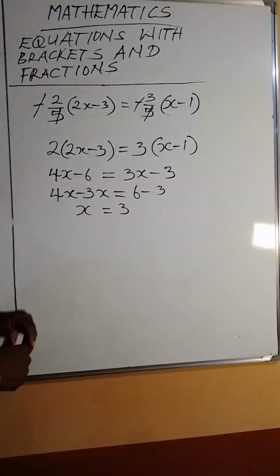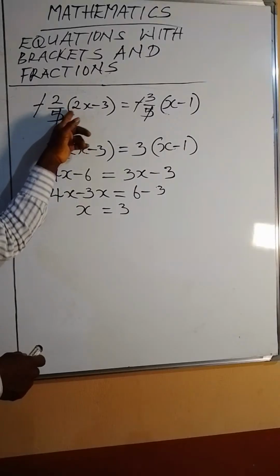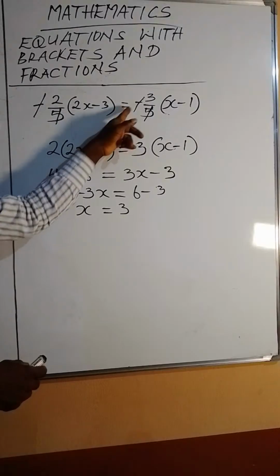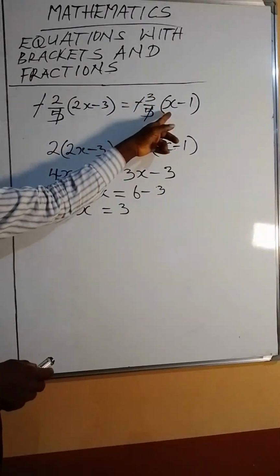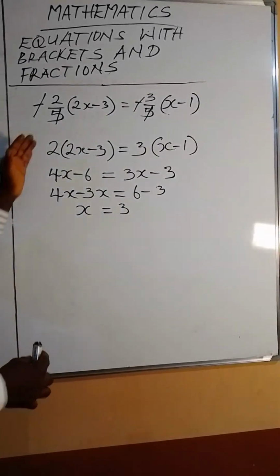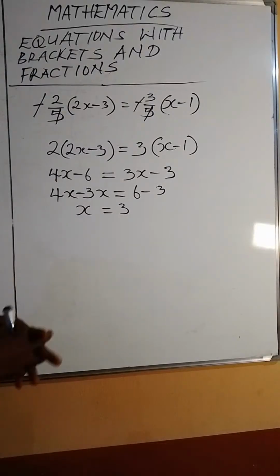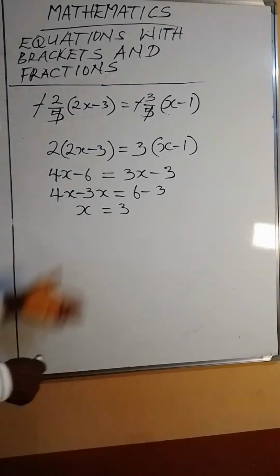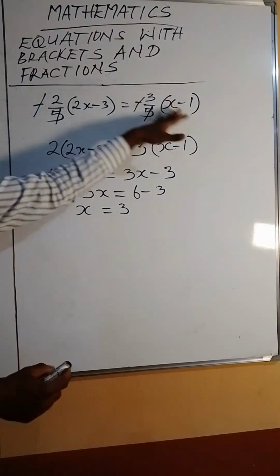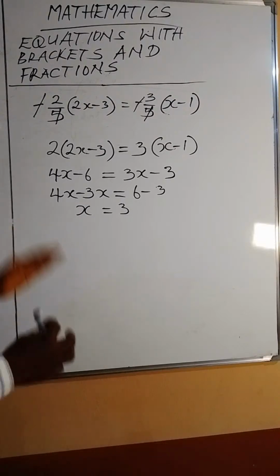What I have here is minus 2 over 5, open bracket 2x minus 3, close bracket, equals minus 3 over 5, open bracket x minus 1, close bracket. Now, what we have here is equations with brackets and fractions combined. Both fractions and brackets are combined together. So in this case, I am trying to simplify the method. Okay, this is a simple method.